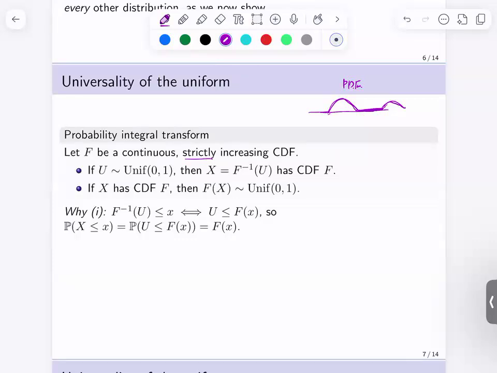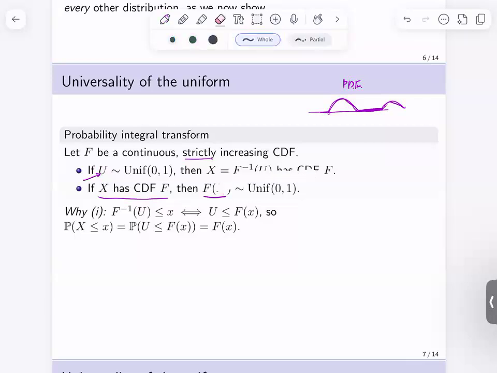Then if you sample a uniform random variable U, uniform on 0, 1, F will have an inverse. This is a proper inverse because F is strictly increasing, so it's going to have a unique inverse. If you set X to be F inverse of U, then the CDF of this X would be F. Conversely, if X has CDF F, and you apply F to X, then F of X has uniform distribution. So these two properties are very useful.